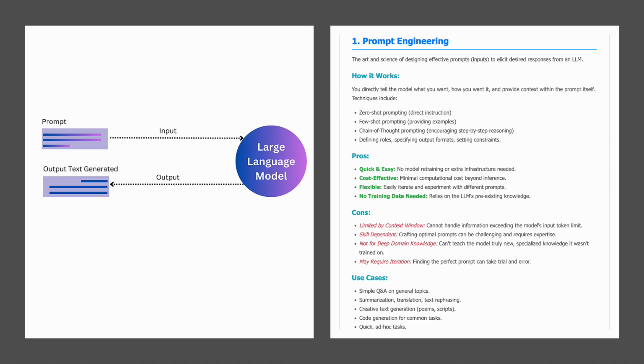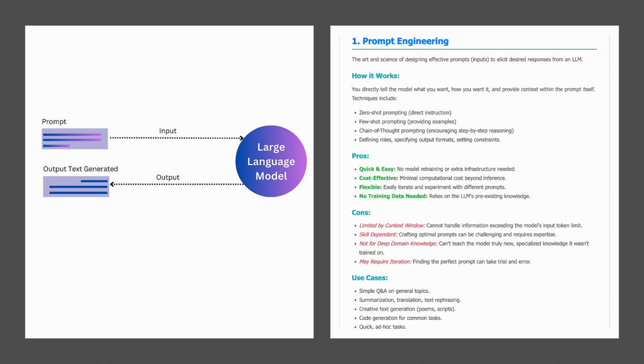So how does it work? Essentially, you're directly telling the model what you want, how you want it, and providing any necessary context within the prompt itself. Common techniques include zero-shot prompting, where you give a direct instruction, few-shot prompting, where you provide a few examples of the desired input-output, and chain-of-thought prompting, which encourages the model to break down its reasoning step by step. You can also define roles for the LLM, specify output formats, or set constraints, all within the prompt.